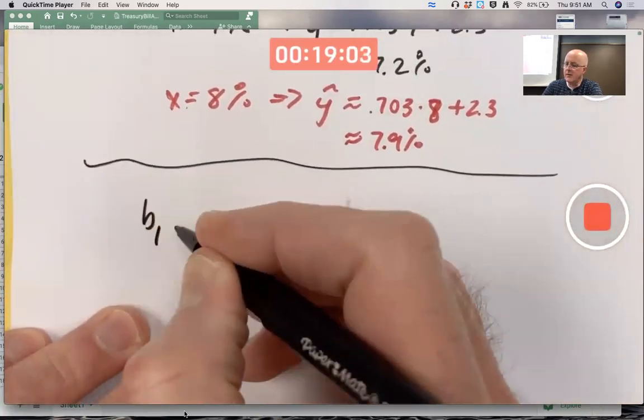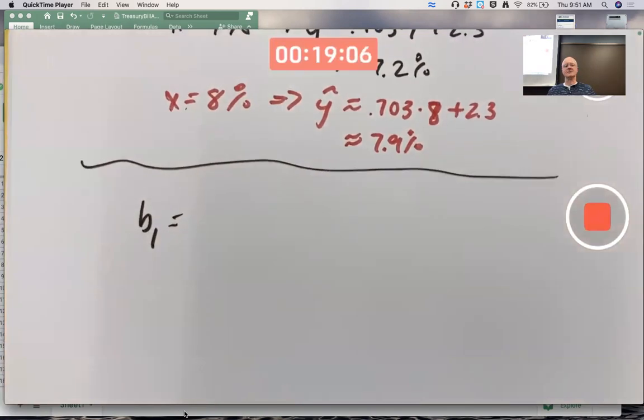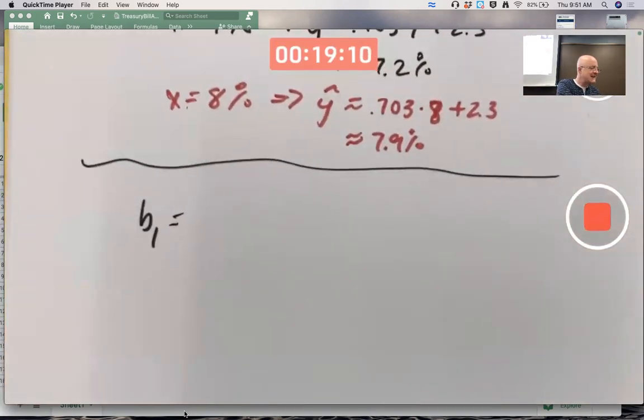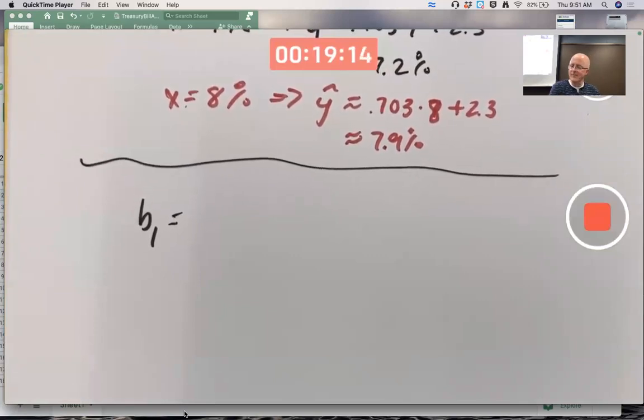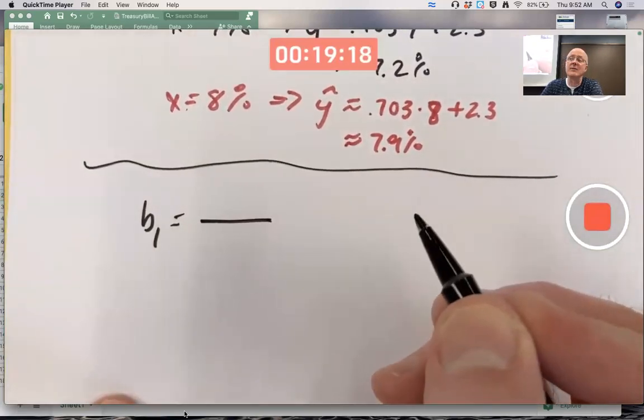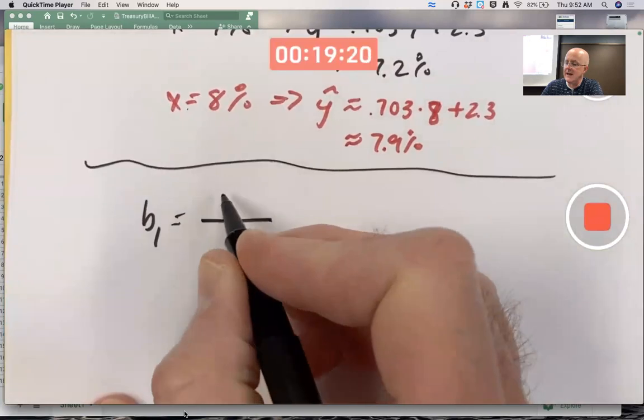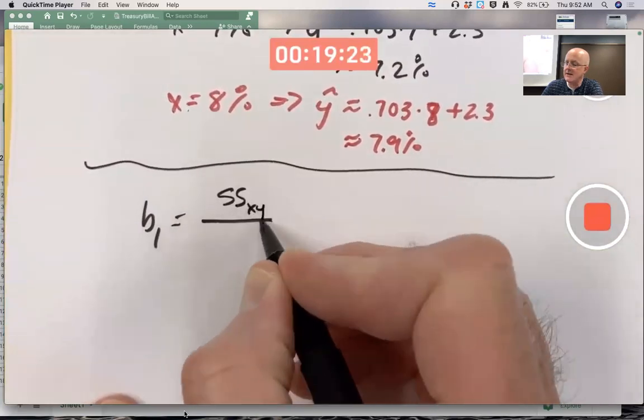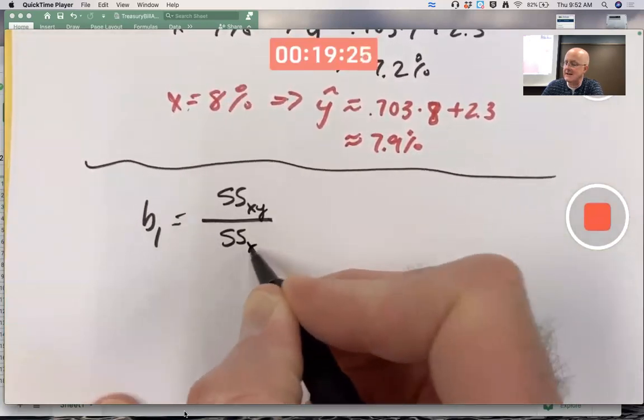The slope, here's the way I remember. You can look in your book as well, of course, but it is good, I think, to try to remember. I remember it as a fraction with those SS symbols I showed you on Tuesday: SSXY divided by SSXX.